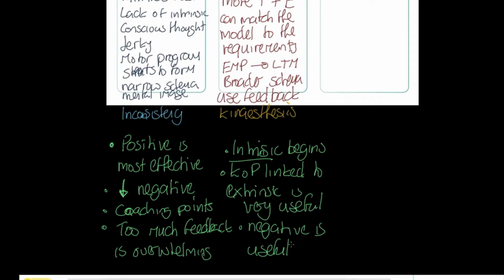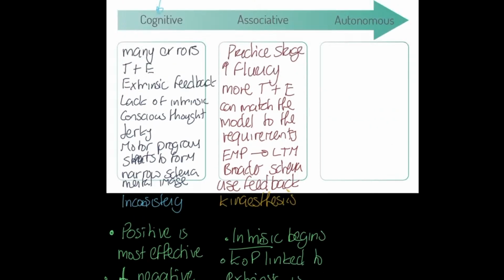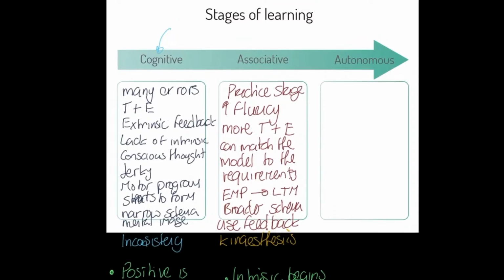So negative is now useful, okay? And this is particularly useful for error correction. What I mean by that is that the coach would use negative feedback: look, I've spotted this mistake, this is how to correct it. And that's useful in this stage. Now, let's do our last stage, which is our autonomous stage learner. We're talking about some really interesting terms here. We're talking about accurate. You can almost go back to the characteristics of skill, really.